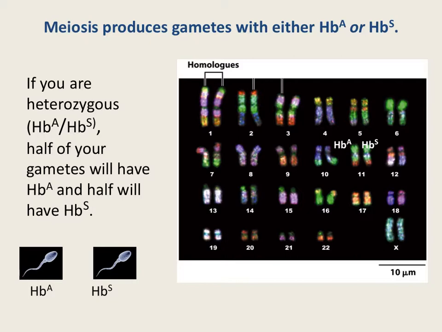We're back to hemoglobin again. Remember, we've got homologous pairs of chromosomes as in a diploid. And when you produce a gamete, you'll either produce an HBA or an HBS, okay, if you're heterozygous.